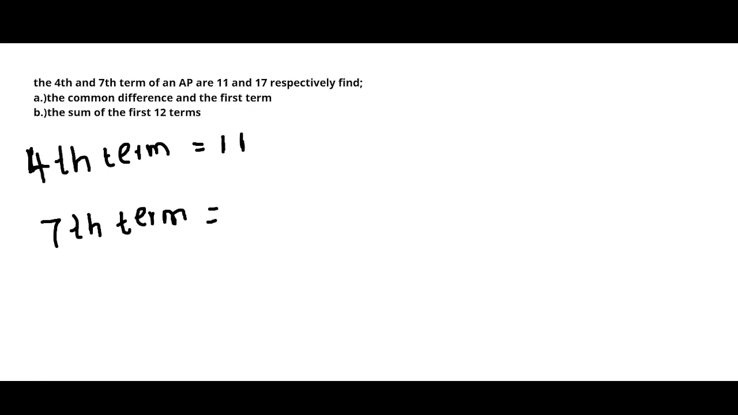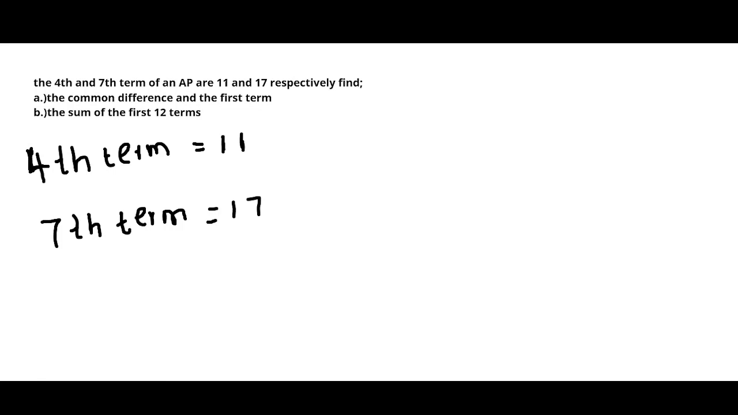Here you have been told the fourth term and the seventh term of an AP are 11 and 17 respectively. So the fourth term equals 11, and the seventh term equals 17. Find the common difference and the first term.